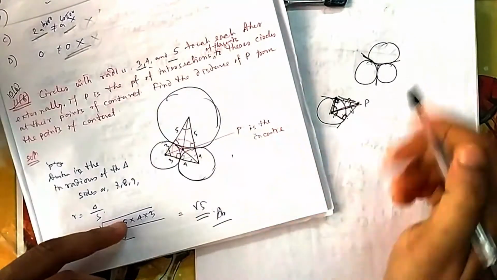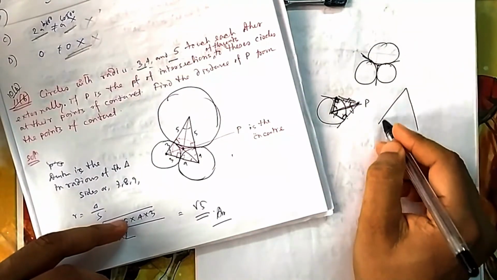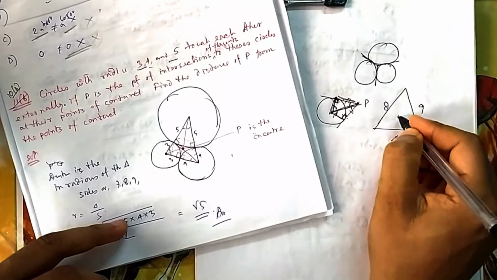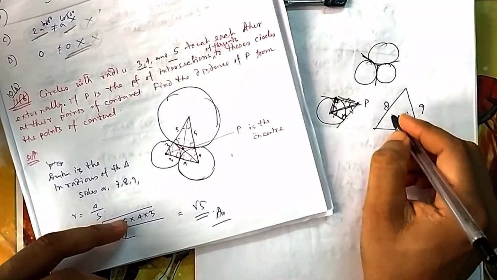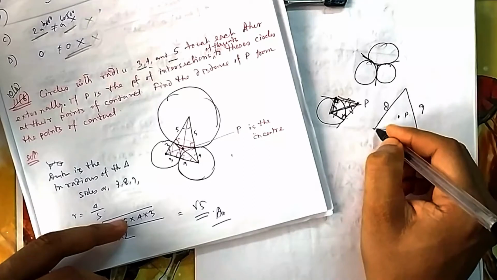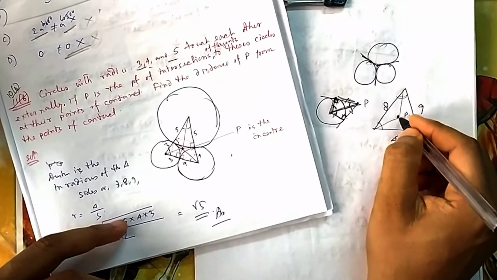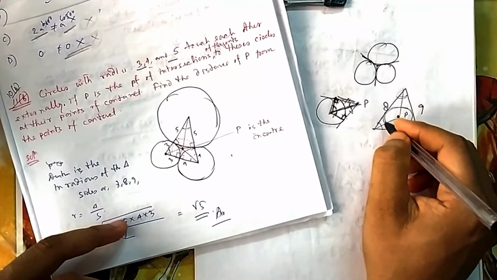You have this triangle. If I draw it in this way, this is 8, this is 9, this is 4. You have a point P here. Because it is an internal bisector, it is also an angle bisector. So this is I. If you draw a circle, it should touch, because it is the incenter.